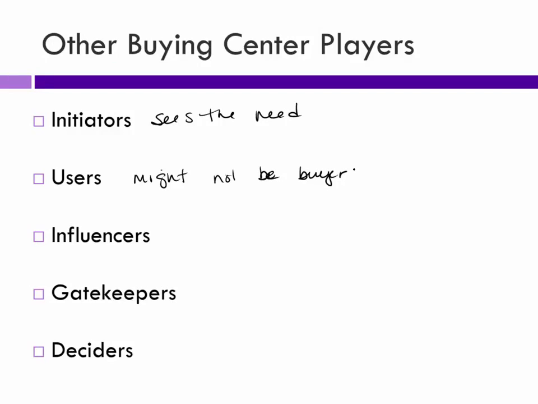Influencers are other people that might not be using the product, but have input on the decision. For instance, that might be my IT department. They're not going to be the ones using the technology that I'm talking about, but they have a lot of experience, and they know a lot about that industry, so they might be influencers. The gatekeepers are the people who decide. So let's say it's the sale.